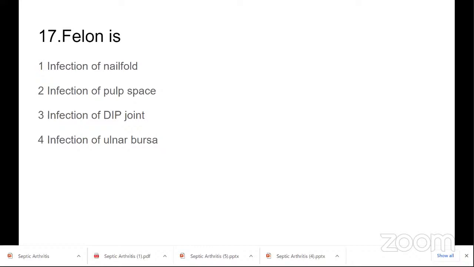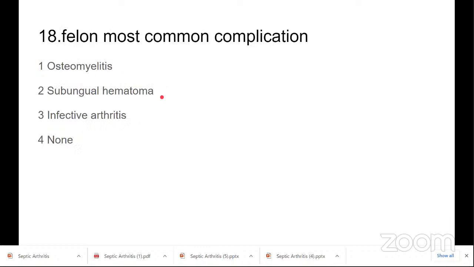Okay. Felon is what? What is felon? Infection of the pulp space. Very good. What is infection of the nail fold? Due to candidiasis? No, not candidiasis. Scratch your head for a few more minutes. I will come to that in subsequent slides. The answer for felon, as I told you, you guessed it right, is infection of the pulp space.